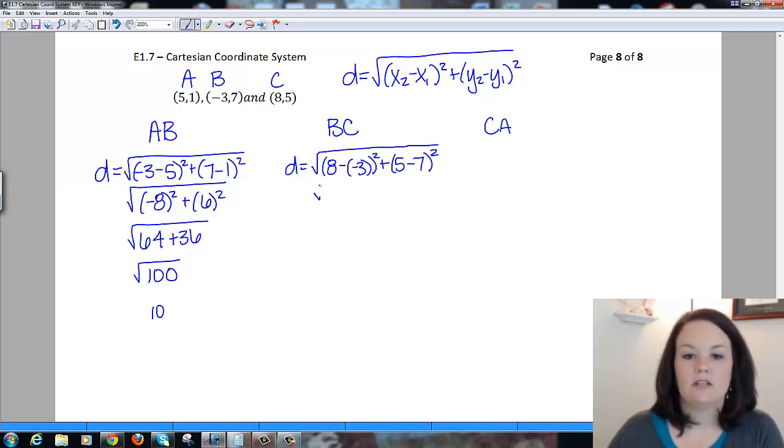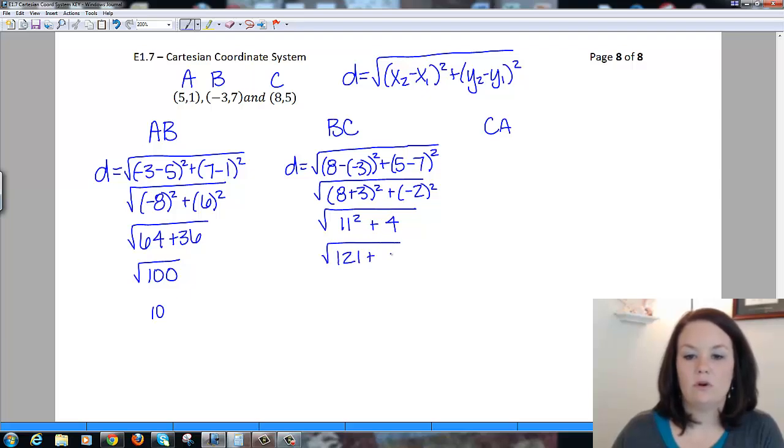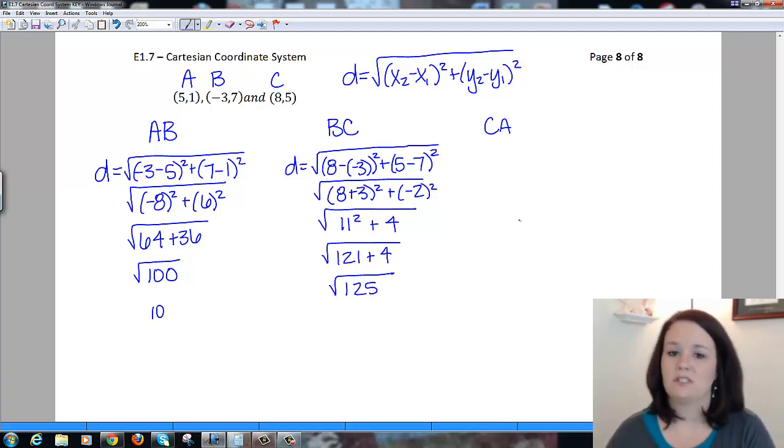Okay. So I end up with the square root of 8 plus 3 squared plus negative 2 squared. So I'm getting 11 squared plus 4, which means I have 121 plus 4, which is the square root of 125. Okay, not a perfect square, so I'm not going to simplify. I'm just going to leave it like that.